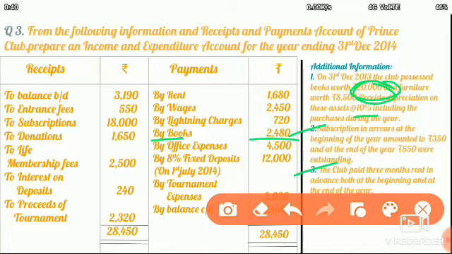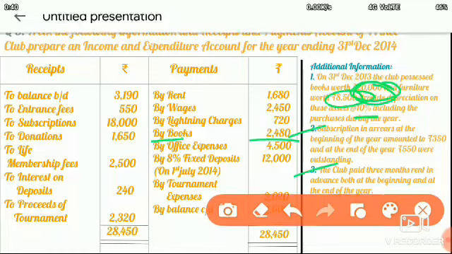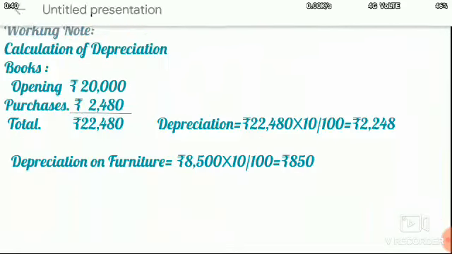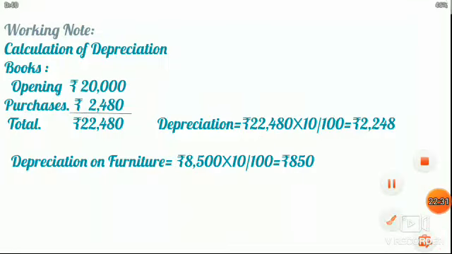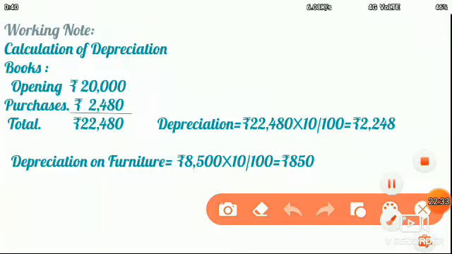Then we have furniture. Opening value is 8,500. There is no purchase of furniture, and there is no sale of furniture, so we have to provide the depreciation on 8,500 for the full year, that is for 12 months at the rate of 10%. So when we calculate the depreciation, this is how it will appear. We can calculate it in this way.